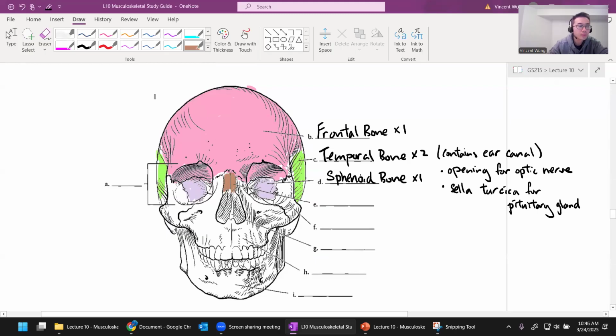Right here, we have the nasal bone. Okay, remember the nasal bone is where, if you wear glasses, you'll be resting your glasses. And you actually have 5 of these, all fused together. It forms the bridge of the nose.